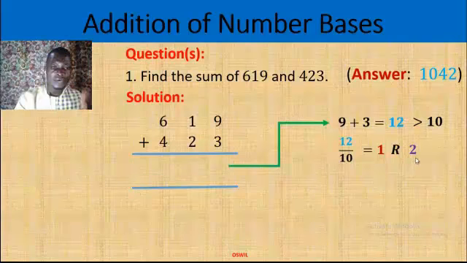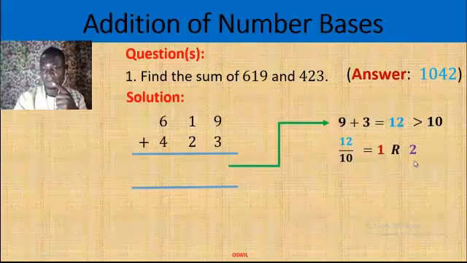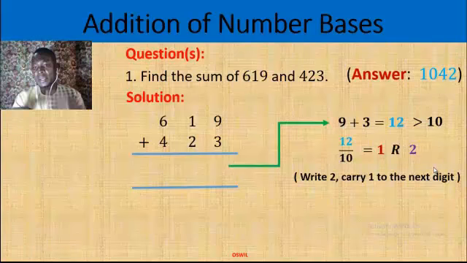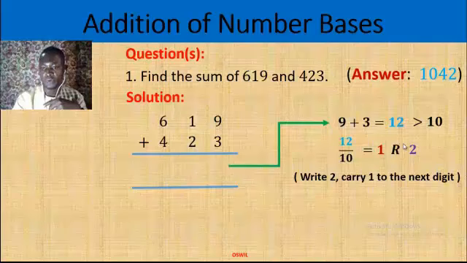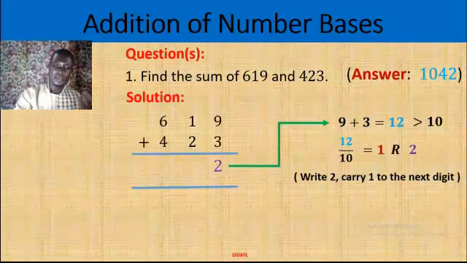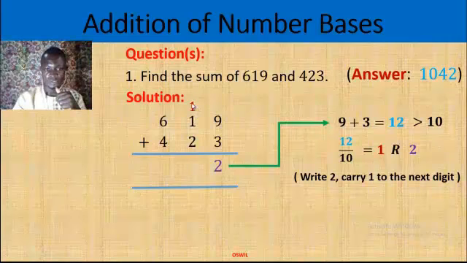I hope you are following. Whilst we are not done with the addition of other digits, we are much more concerned with the remainder. So we write down the remainder, which is 2, and we carry the quotient, which is 1, to the next digit. So we write down 2, as you see on your screen, carry 1. So the 1 is carried to the immediate left digits. So that's what you see at the top here.